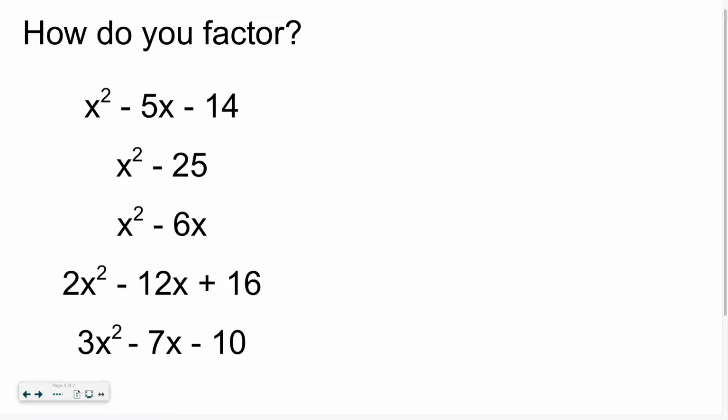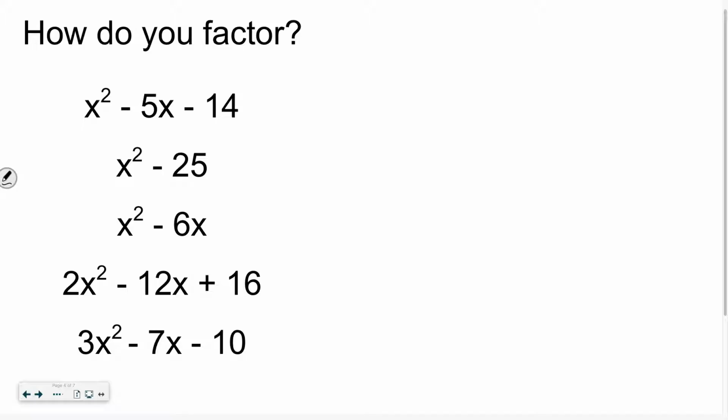Now, if you have seen the X method before and you love it, then find the method that works for you. To me, the X method is kind of what I'm doing in my head when I go to the back of the trinomial and say, what are factors of negative 14 that add to make negative 5? Well, negative 7 and 2. But I don't always write it down in the X.